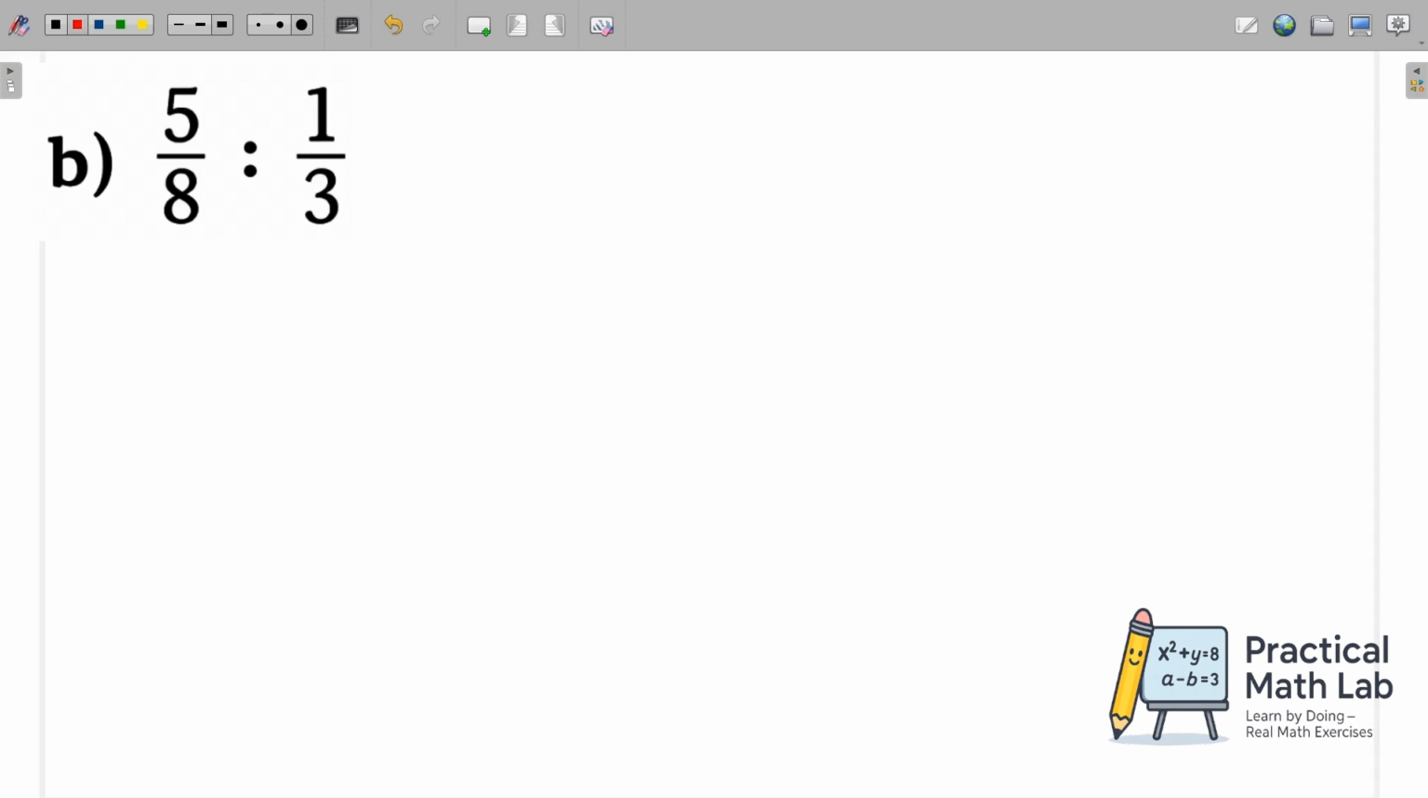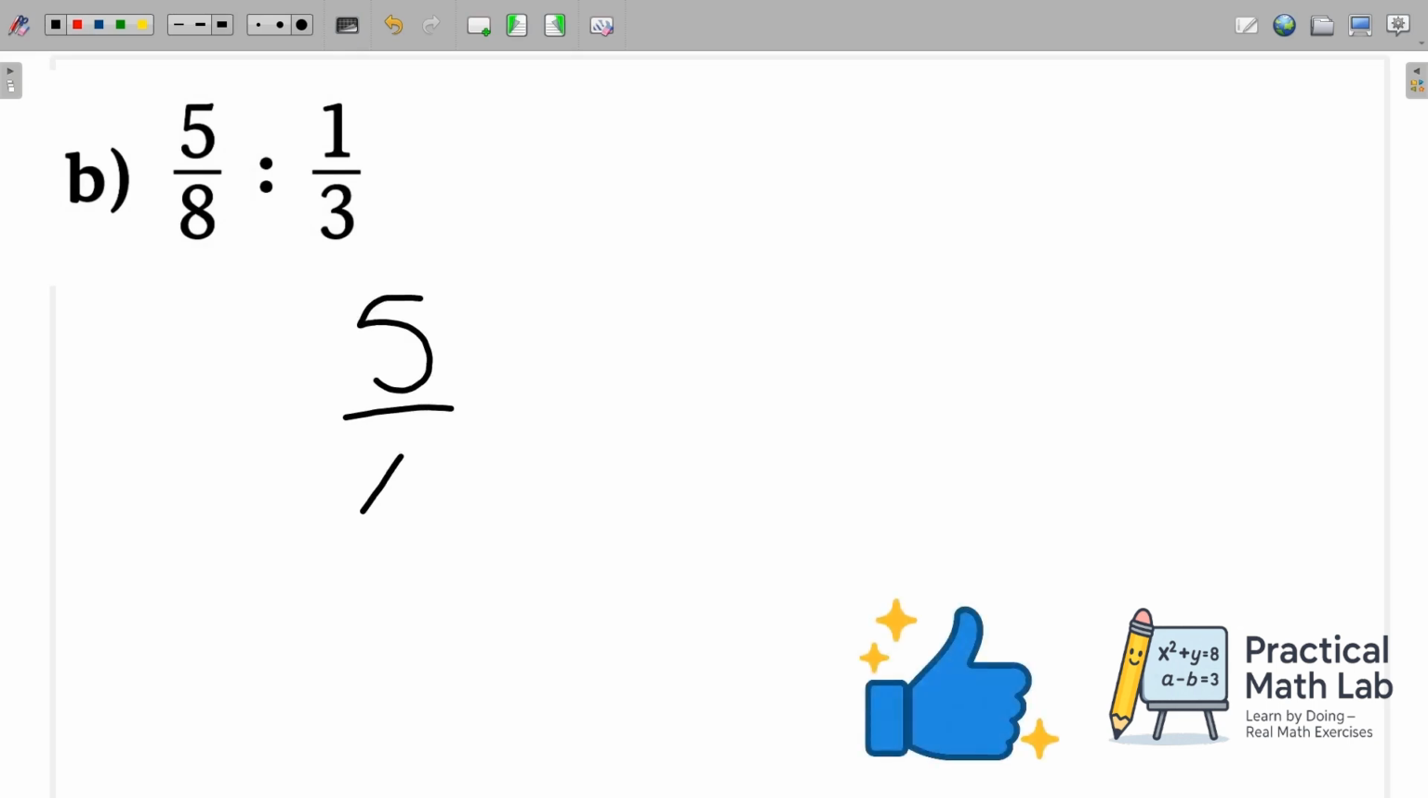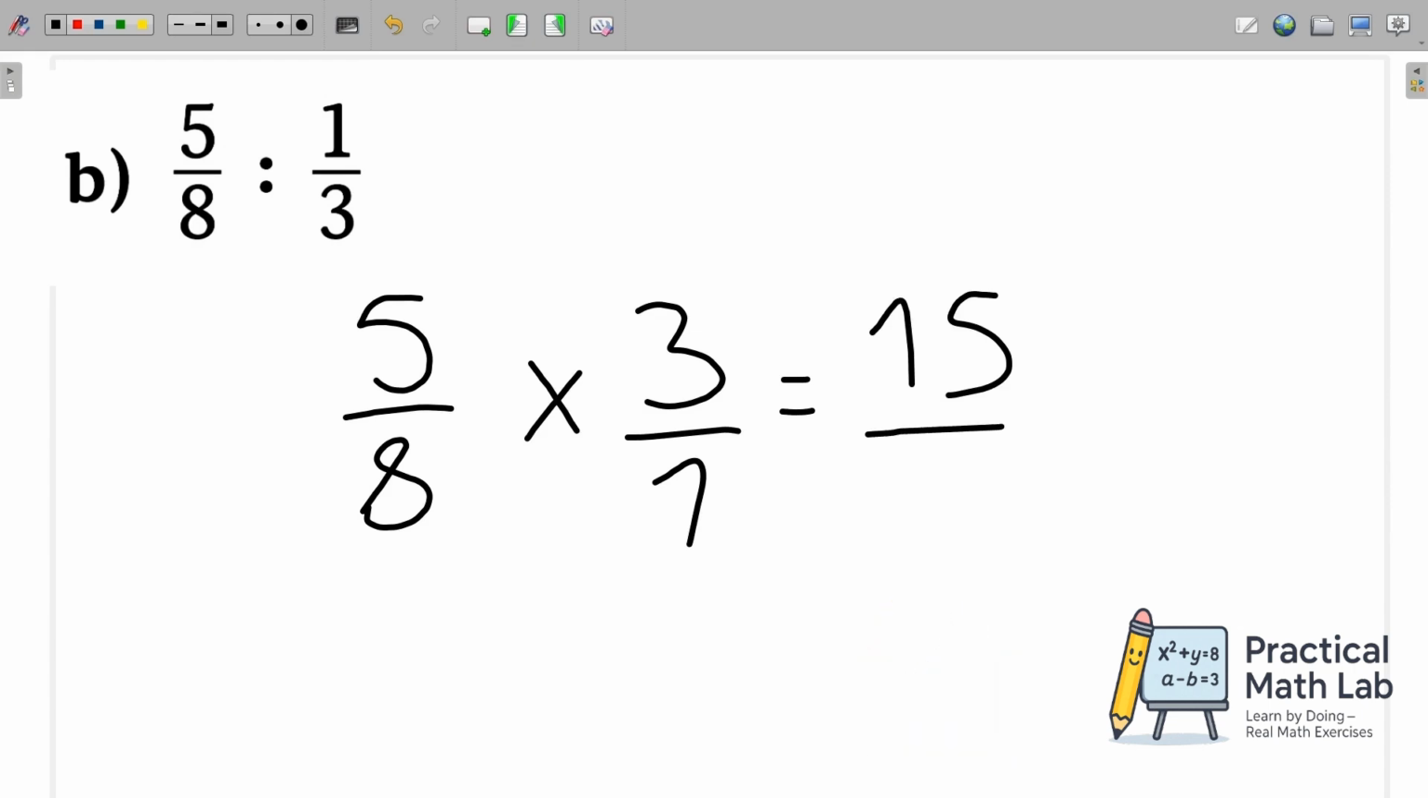Let's move on to the next one, which is about dividing fractions. What's the rule? You keep the first fraction, 5 over 8, and multiply by the reciprocal of the second. So it's 5 times 3 equals 15. 8 times 1 equals 8. Here, you can't divide 15 by 8 or simplify it either. So the answer is 15 over 8, okay?